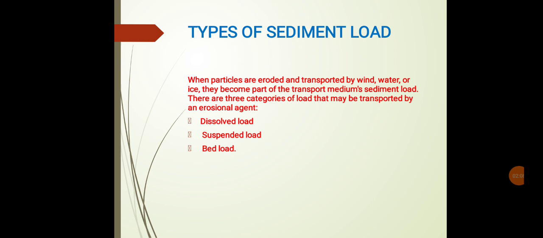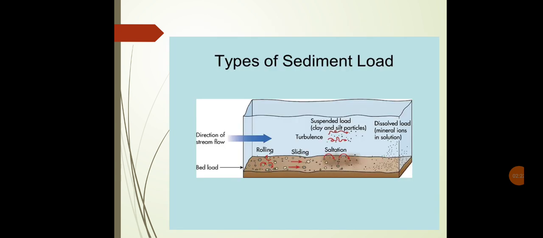Then types of sediment load. When particles are eroded and transported by water, they become part of the transport medium, the sediment load. There are three categories: dissolved, suspended, and bed load. This gives you an overview of the sediment types in the sediment load diagram, which has the water flow direction. Some particles are rolled, some are slid, some move by saltation at the bed, and some are suspended. Something is also dissolved in the water.